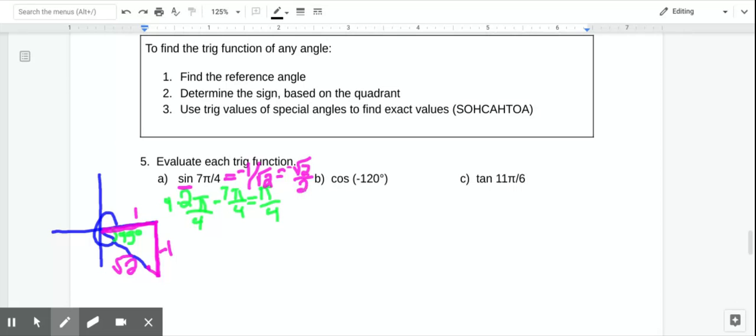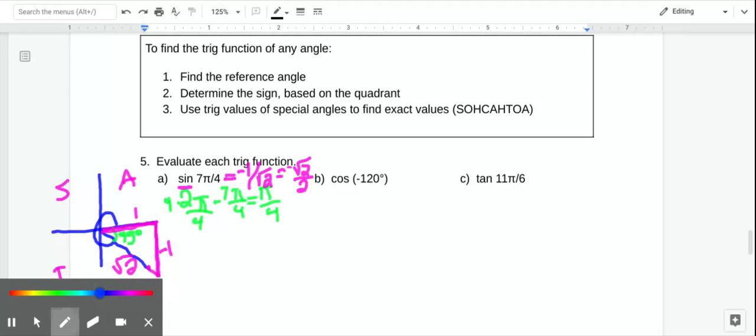Also, just keep in mind, remember that All Students Take Classes. Only cosine is positive in the 4th quadrant. And since we're in the 4th quadrant, our answer should be negative, which it is. Okay, so let's try another one.